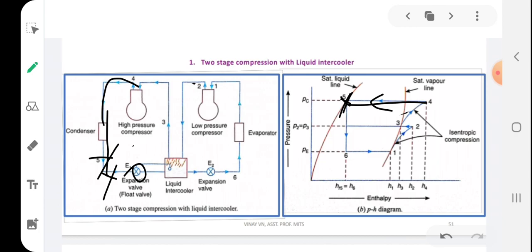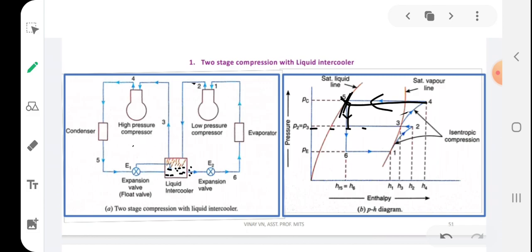In the first expansion valve it expands isenthalpically and its pressure gets reduced. The pressure is reduced to an intermediate pressure and it will be in liquid form, right? After expansion it will be in liquid form, so it will get collected in this liquid intercooler.